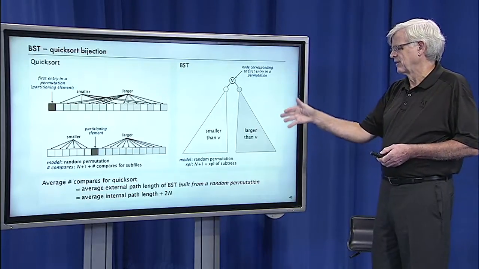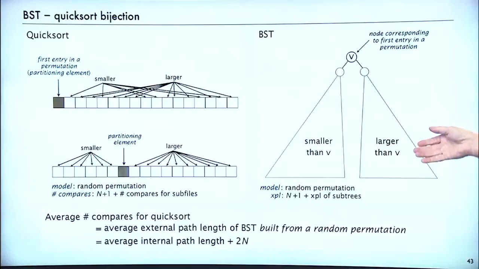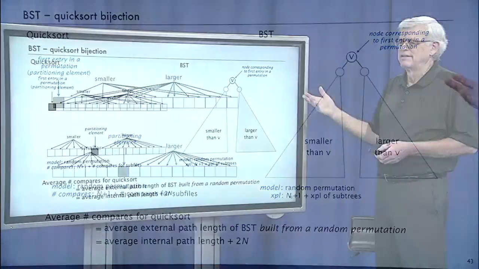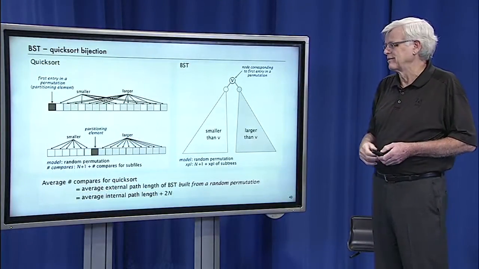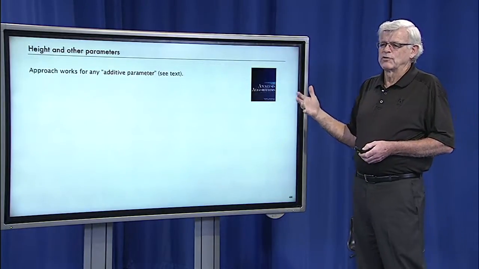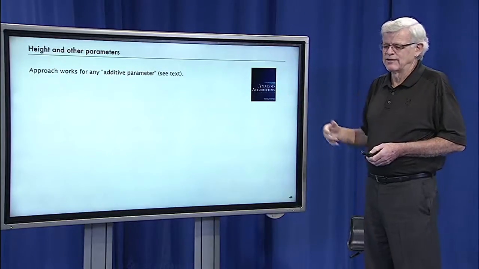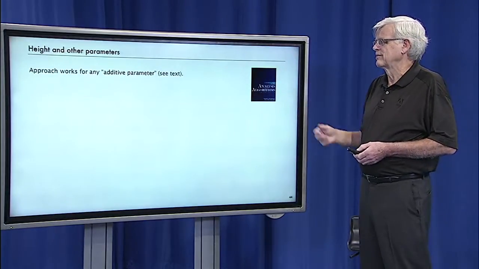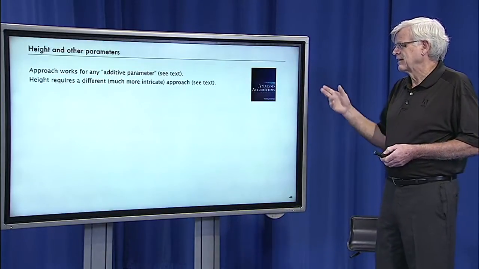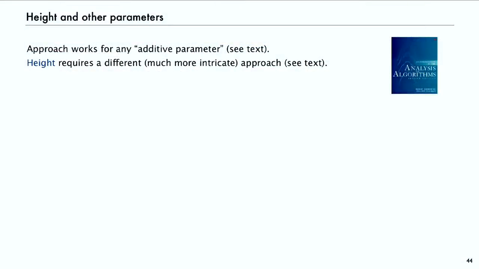So you can show that the average number of compares for quicksort is exactly the average external path length of a BST built from a random permutation. And that's an interesting bijection to know and to take advantage of. Now this same approach works for a lot of other parameters of trees, and there are exercises to compute the number of leaves of trees and other things like that in the text. For finding the height of trees, it's much more intricate. It's a different approach because it doesn't break down really as well.